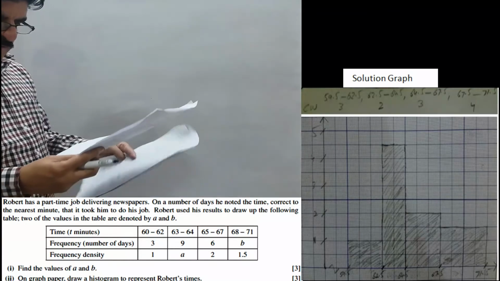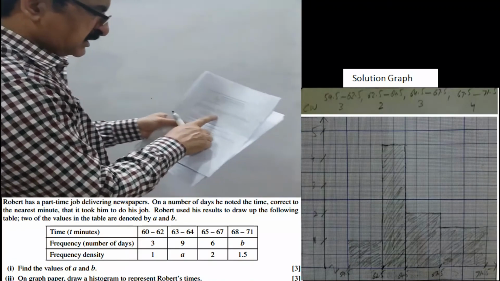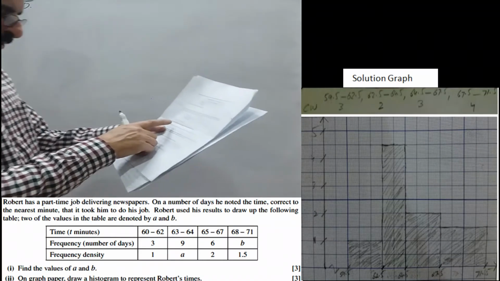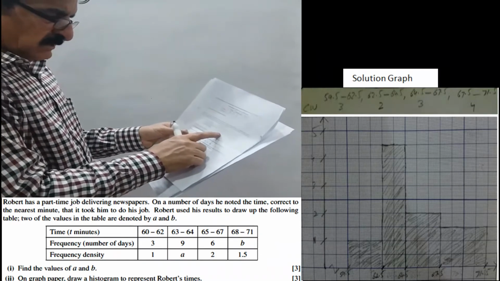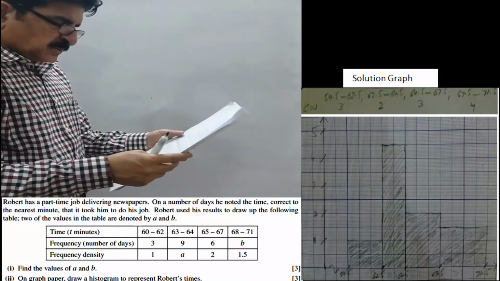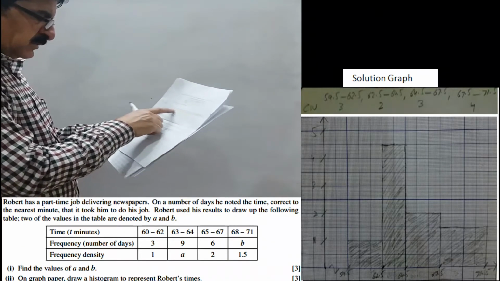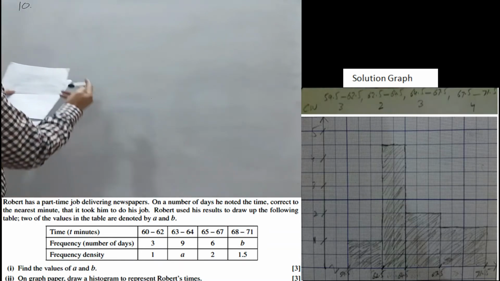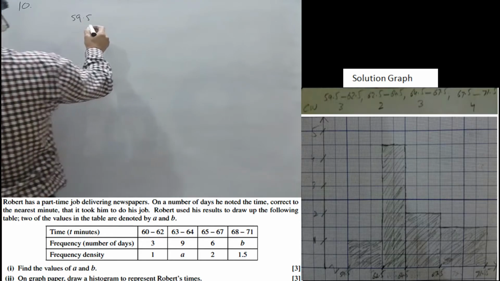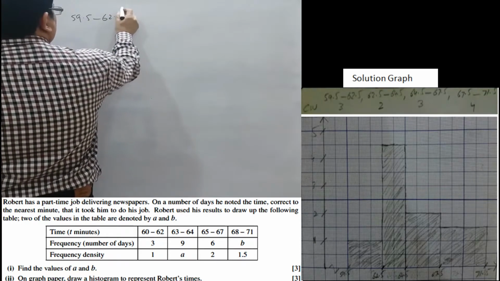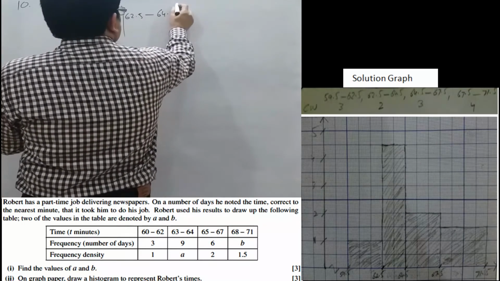Again we are given class limits, not class boundaries. The first class is 60 to 62 and then 63 to 64. In the first part, you are also given the frequency densities. Frequency density is frequency divided by class width. In the statement it says correct to the nearest minute. So basically the data is like this: 60 means 59.5 to 62.5, then from 62.5 to 64.5.